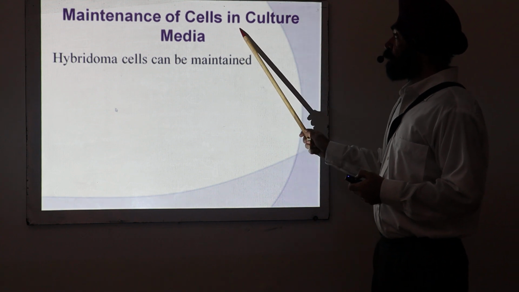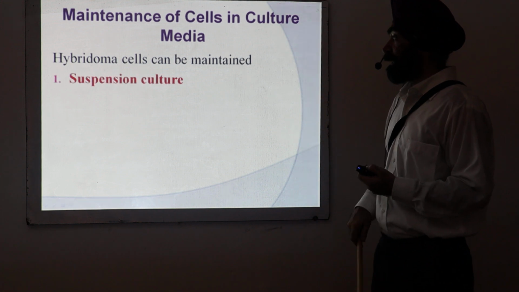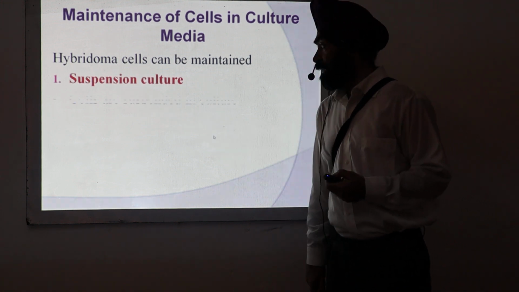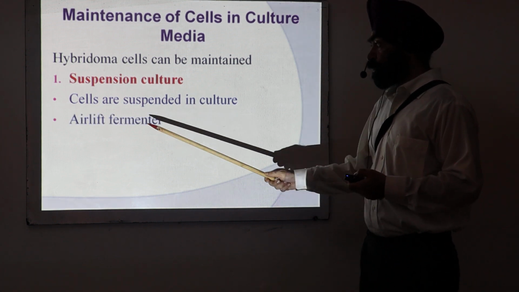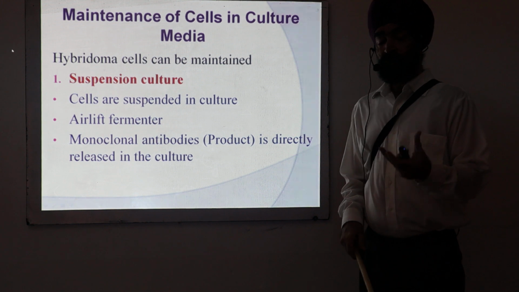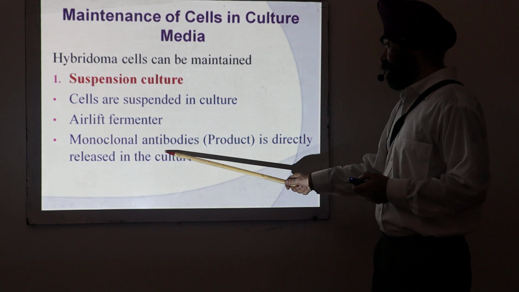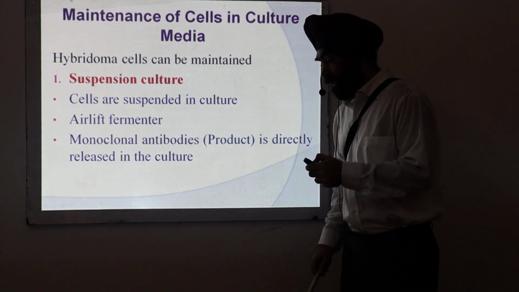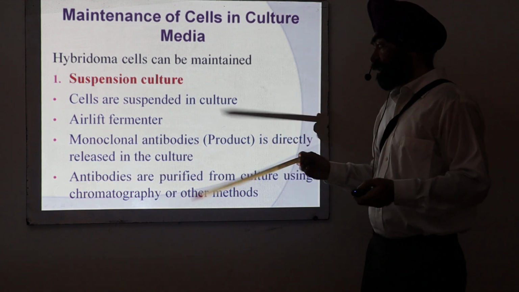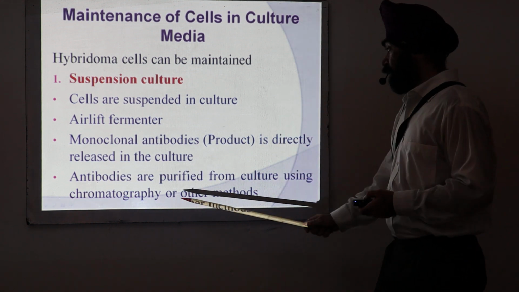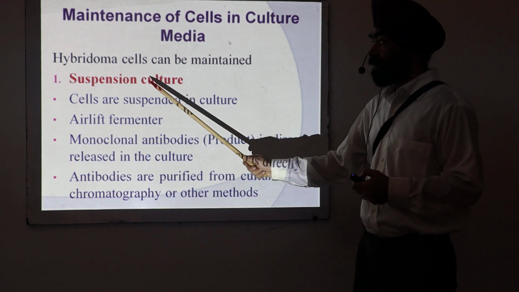Coming to how the cells can be maintained in the culture media, we can use the suspension culture. You take these cells, suspend them in the culture, and use the airlift fermenter. More cells are growing, they are multiplying, they are secreting the products in the culture media. The monoclonal antibodies are released in the culture media, and at the end you take out the culture media, remove the antibodies, and carry out the purification using chromatography or other methods.